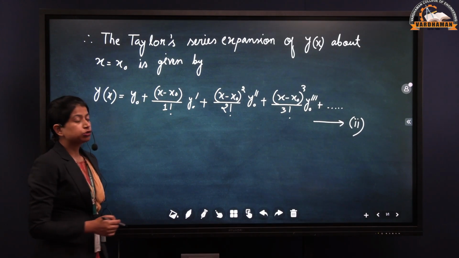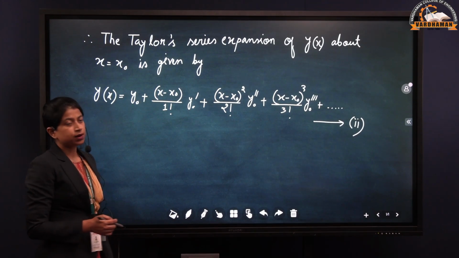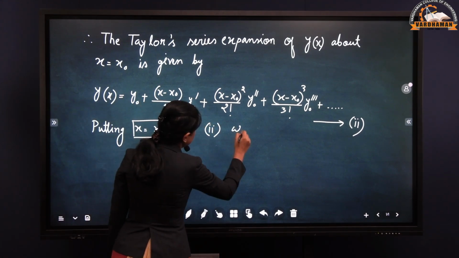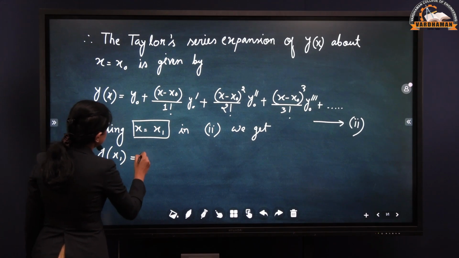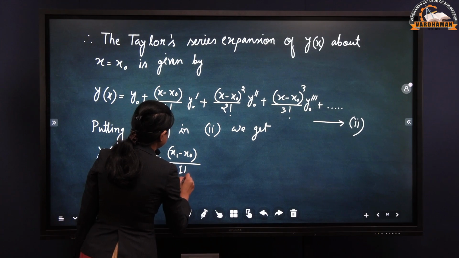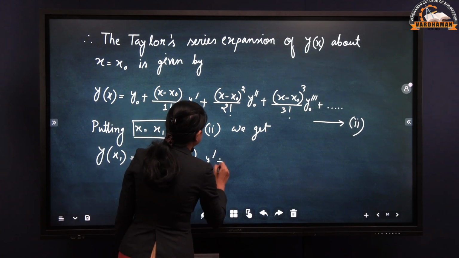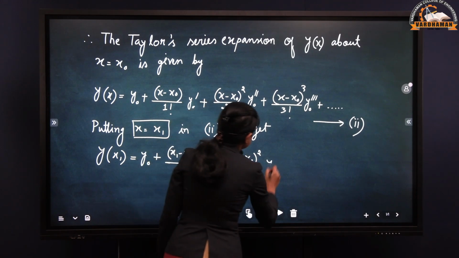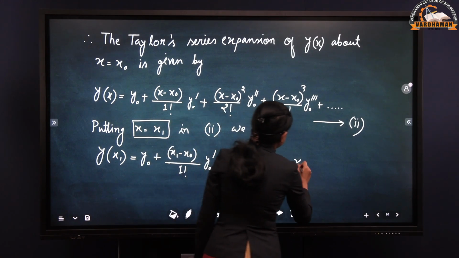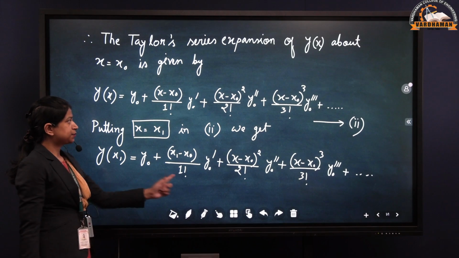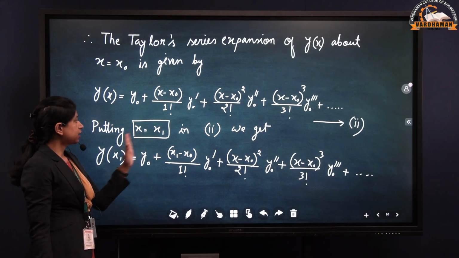Now in equation 2, we will put x equal to x1. Putting x equal to x1 in equation 2, we get y of x1 is equal to y naught plus (x1 minus x naught) by 1 factorial first order derivative of y naught plus (x1 minus x naught) whole square by 2 factorial second order derivative of y naught plus (x1 minus x naught) whole cube by 3 factorial third order derivative of y naught plus so on. So this is the expansion for x equal to x1.